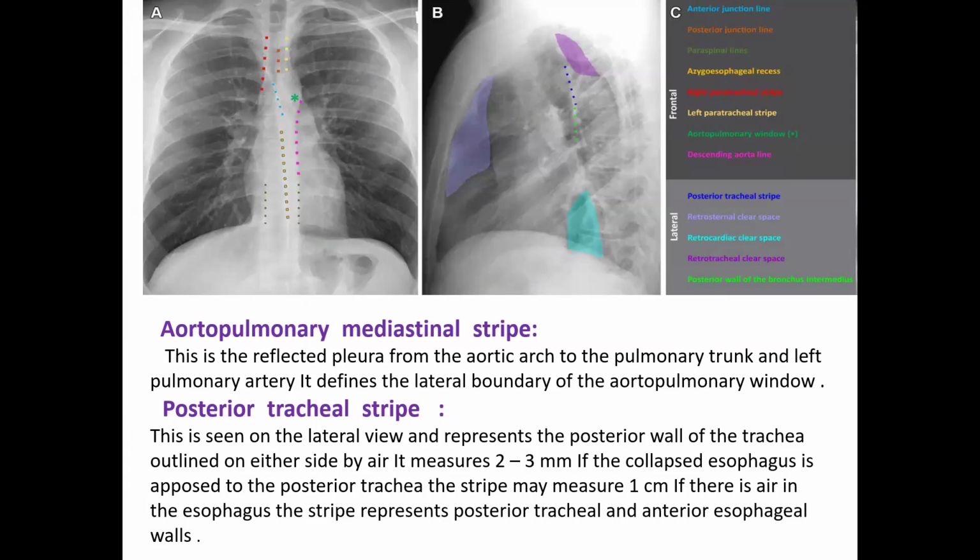The aortopulmonary stripe, this is a reflected pleura from the aortic arch to the pulmonary trunk, over the left pulmonary artery. It defines the lateral boundary of the aortopulmonary window.